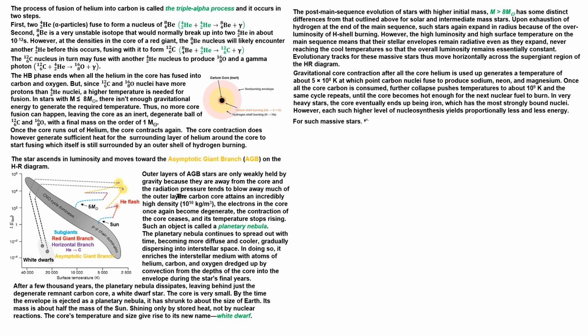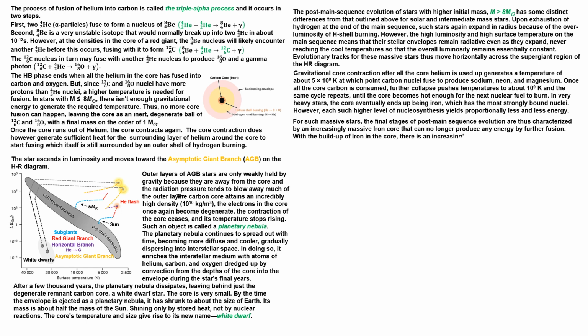For such massive stars, the final stages of post-main sequence evolution are thus characterized by an increasingly massive iron core that can no longer produce any energy by further fusion. With the build-up of iron in the core, there is an increasingly strong gravity, but without the further fusion-generated energy to keep the temperature high, the core pressure becomes unable to support the mass above.